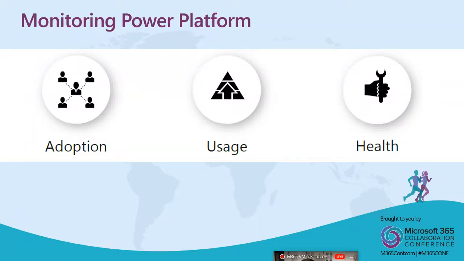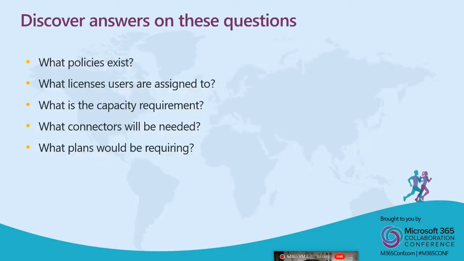The analytics section follows three design concepts: adoption, usage, and health. Following these principles, you will be able to ensure high-quality adoption, usage, and overall health of the whole platform. So what questions should you consider while monitoring your platform? You should see what policies we already have and what users are already licensed. You can always look at individual user licensing in the Office 365 Admin Center by drilling down into specific users from the Power Apps Admin Center.